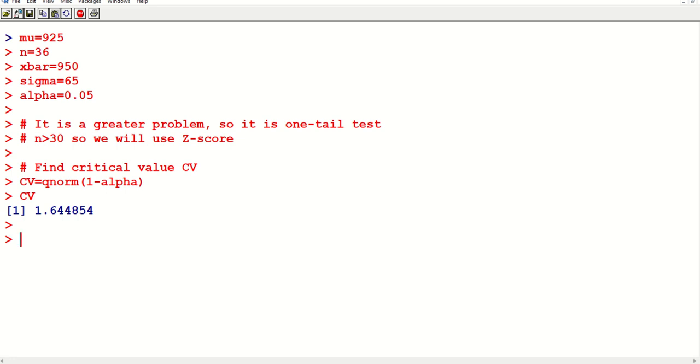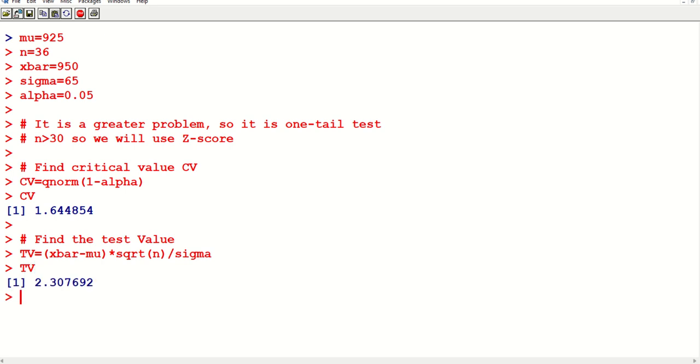The second step is to find the test value. What is the test value here? How to calculate the test value? You can calculate the test value by using the formula that we discussed in the class. What is that formula? It is (x bar minus mu), bracket close, times sqrt, the square root of n, divided by sigma. If you type this, the test value comes like this.